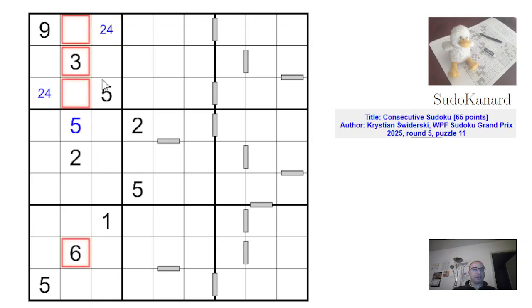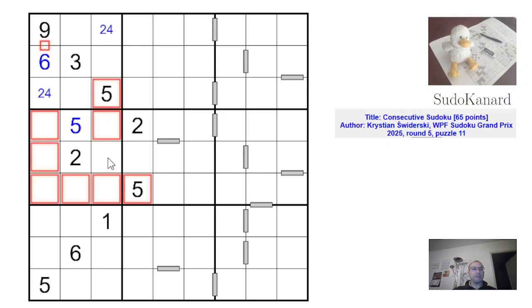Now 6 can't be here. 6 can't be next to the 5, so 6 must be here. And inside this box, now 6 can't be anywhere here, and it can't be next to the 5s, so 6 must be here. So that's a neat start.